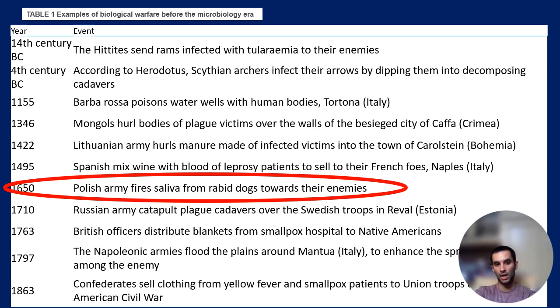And this has been known, as you can see, in many examples throughout history. And I highlight the one from 1650 because that was particularly creative, to get saliva from rabid dogs. I would not want to be the Polish soldier who had to go and collect that saliva, especially in the pre-rabies vaccine era. But as you can see, people knew if you took stuff from sick people and put it near healthy people, they get sick. And this list could go on and on to the modern day.